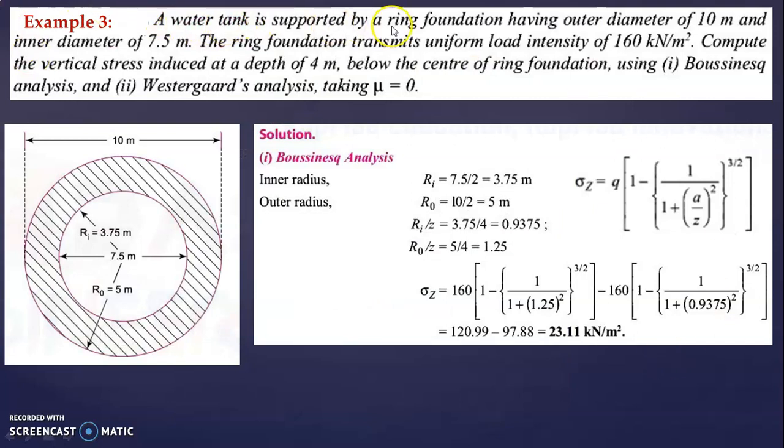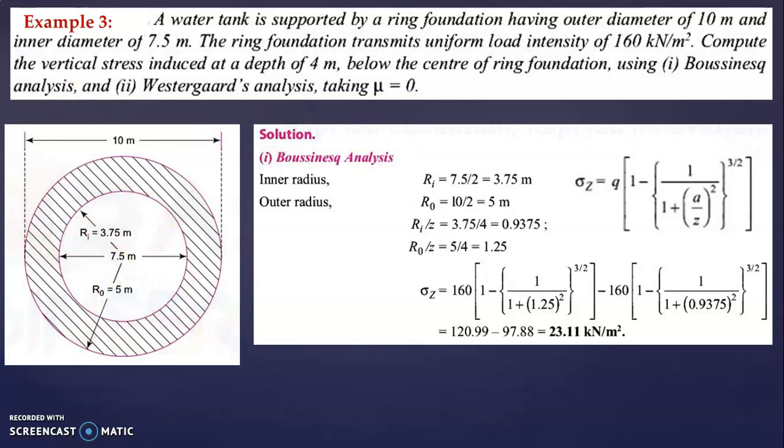A water tank is supported by a ring foundation having outer diameter of 10 meter and inner diameter of 7.5 meter. The ring foundation transmits uniform load intensity of 160 kilonewton per meter square. Compute the vertical stress induced at a depth of 4 meter below the center of the ring foundation using Boussinesq analysis and Westergaard analysis. Okay, so now this is given. A water tank is supported by a ring. Here outer diameter is 10 meter and inner diameter is 7.5 meter. It transmits a load of 160 kilonewton per meter square.